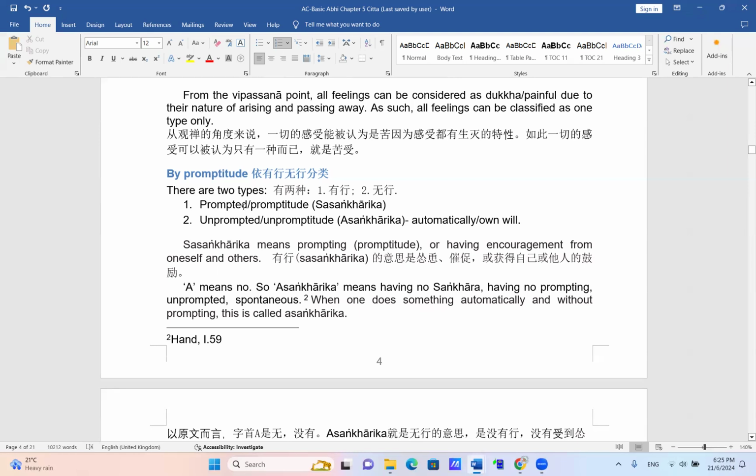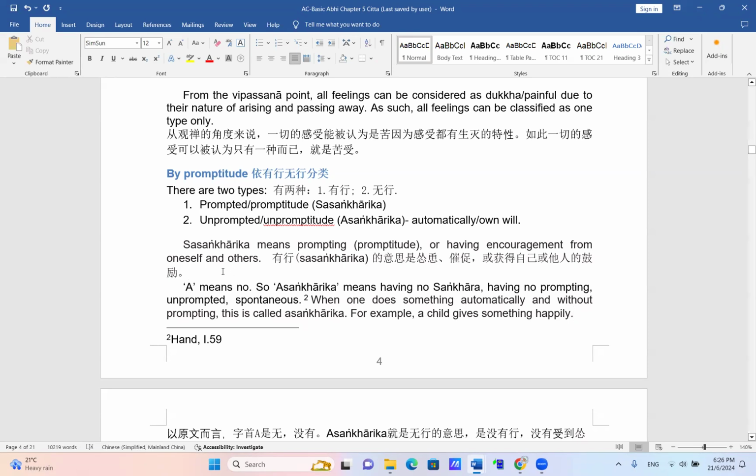Sasankharika is prompted. Asankharika is unprompted. So what is the meaning of unprompted? Unprompted means it happens automatically by yourself. Sasankharika means prompted, having encouragement from yourself or others. A means no, so asankharika means no prompting, spontaneous. When one does something automatically without prompting, this is called asankharika. For example, a child gives something happily to a monk. This is called asankharika.